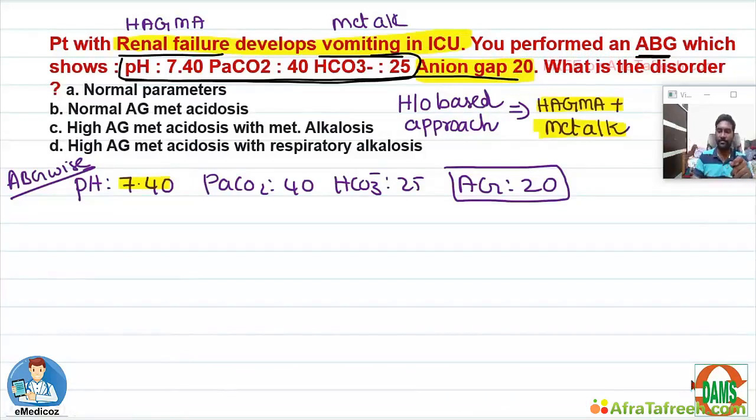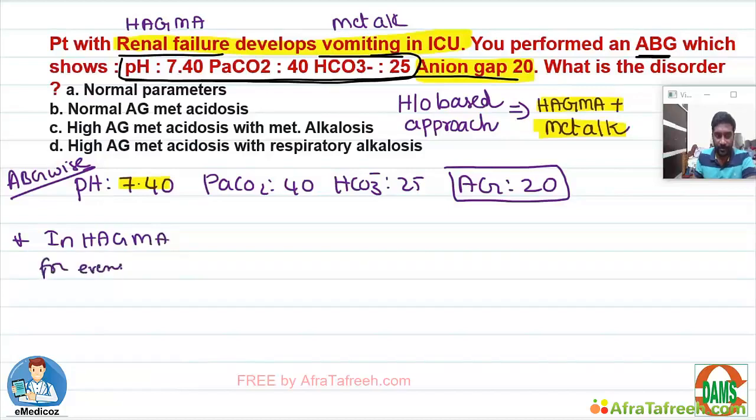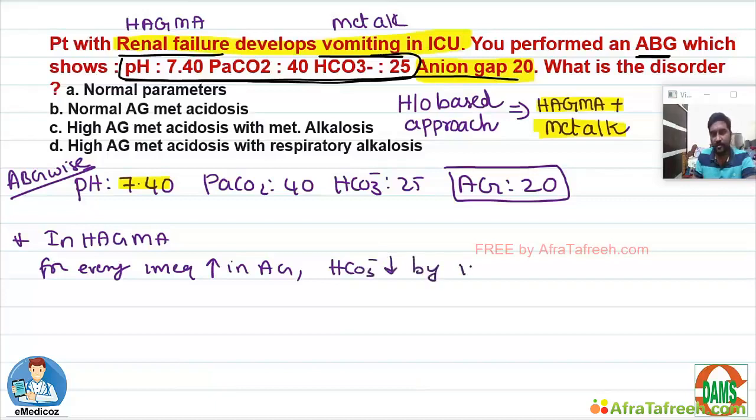So in this given question, anion gap is high, there is a relevant clinical history. Because of that, chances of high anion gap metabolic acidosis in this patient is there. So there is high anion gap and also relevant clinical history, renal failure. So patient might be having a high anion gap metabolic acidosis. So we know that relation in high anion gap metabolic acidosis, for every 1 milli equivalent increase in anion gap, bicarbonate should decrease by 1 milli equivalent.